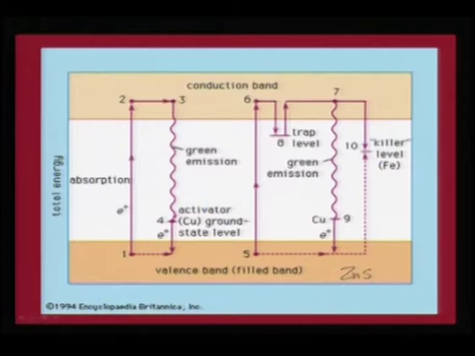One is the electrons are excited from state 1 to state 2, that is the conduction band, and this can dwell in the conduction band for a short span, and then this can give out green emission and come back to the copper ground state level, and then this can return back to the ground state. So, this is one process.